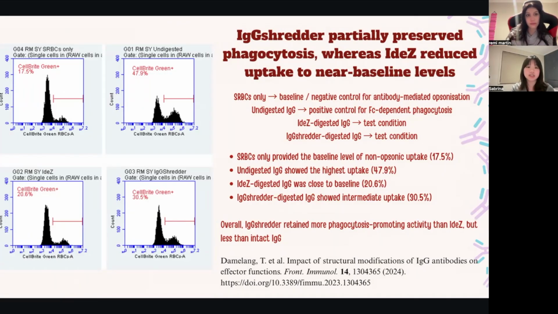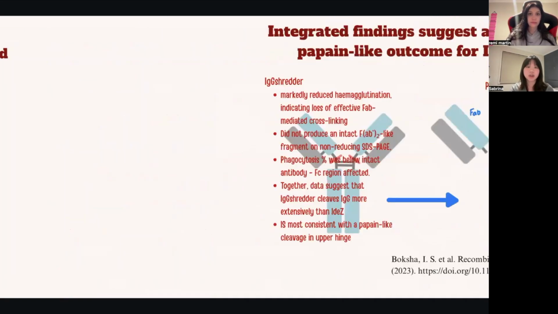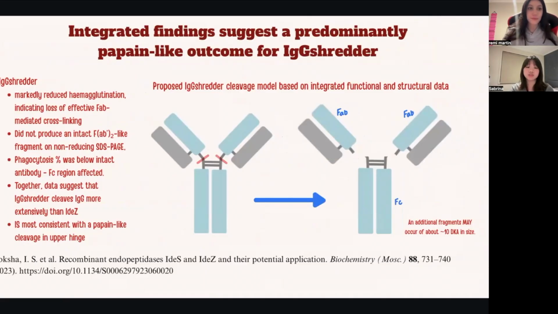The undigested anti-ship red blood cell IgG acted as the positive control and increased uptake to 47.9%, which is consistent with intact Fc-mediated opsonization. The IDZ digest reduced uptake to 20.6%, which was close to the baseline. The IgGShredder, on the other hand, gave 30.5%, so uptake was clearly reduced compared with the undigested sample, but not completely lost. I'll now hand over to Remi, who will integrate these findings and present our summary and recommendations.